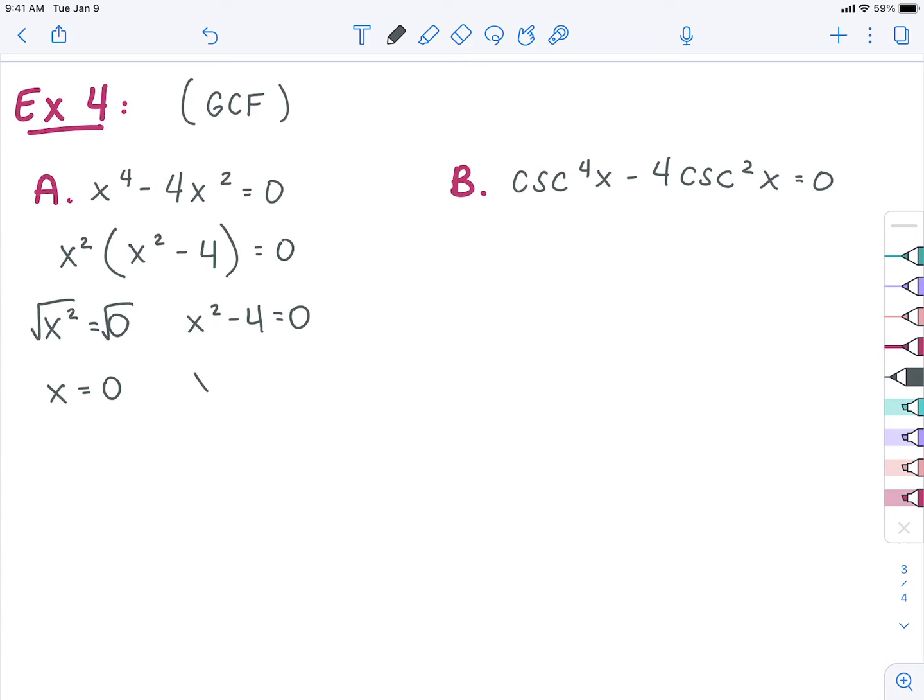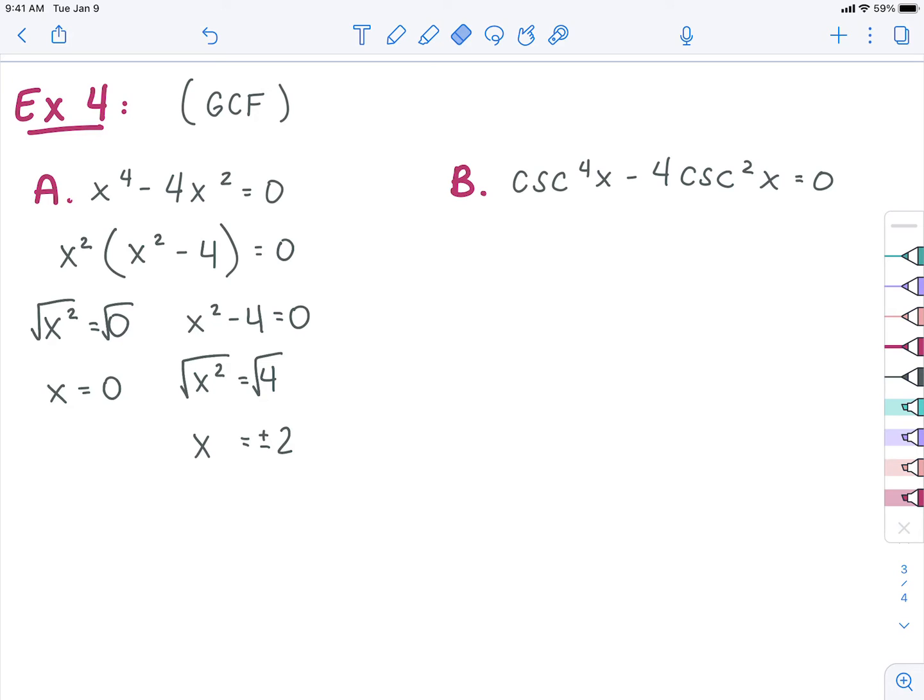The other one, I'm going to add 4 to both sides and then square root it. So I get x squared equals plus or minus 2. Ooh, not x squared, just x. X equals positive or negative 2, or x equals 0 would be my answers there.